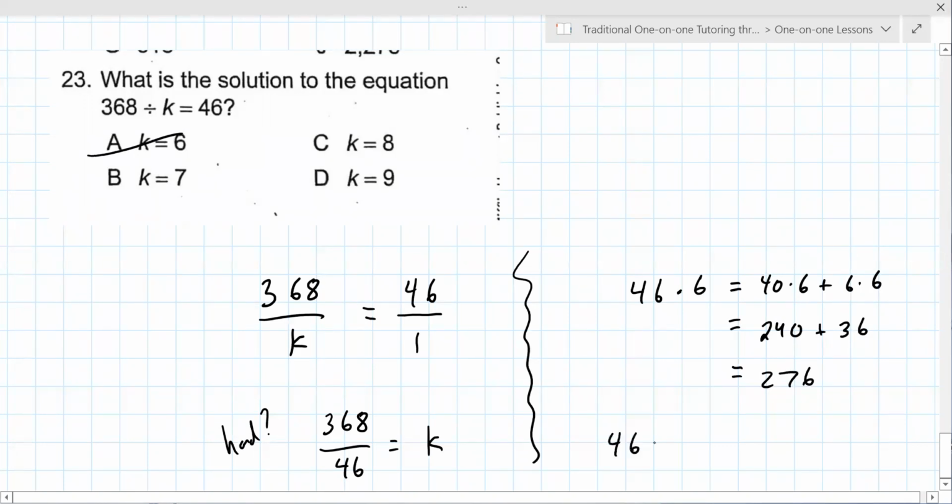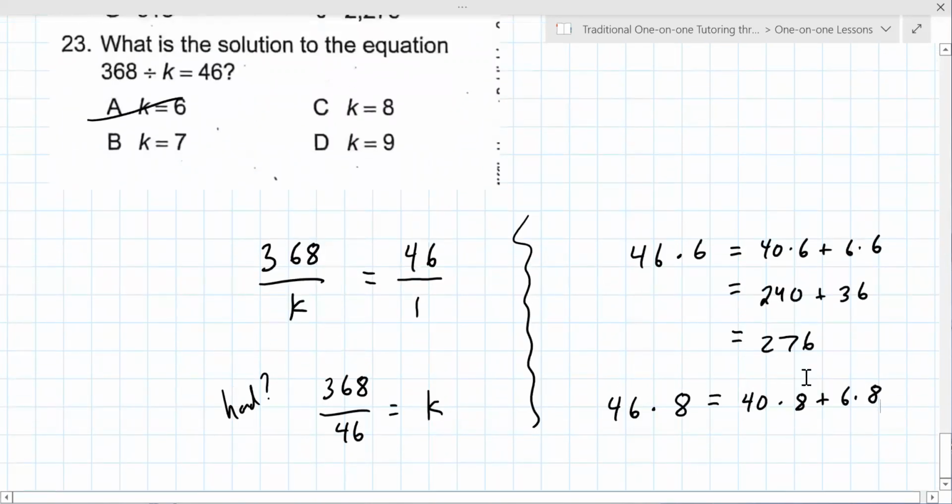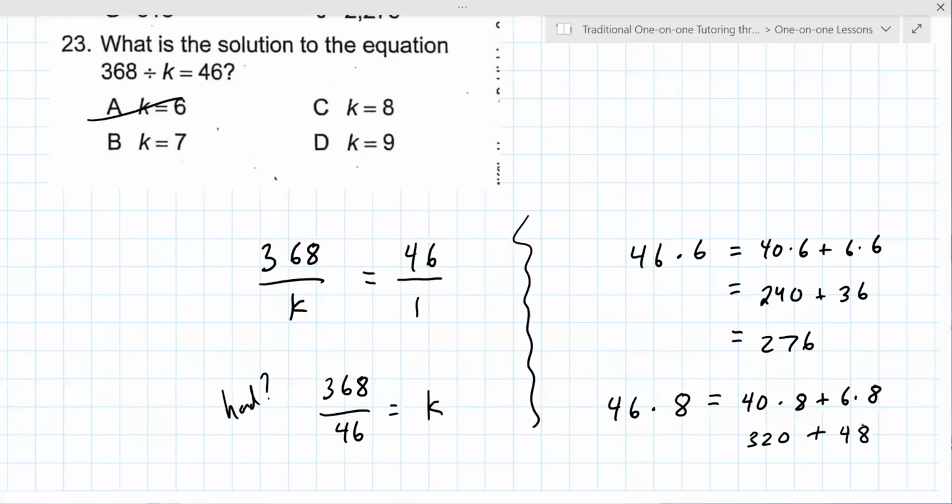So now what is 46 times 8? And there's a reason we skipped 7, which maybe we'll get to. So 40 times 8, what is 4 times 8? 4 times 8 is 32. Put a 0 at the end. 6 times 8 is 48. So then it would be 368. And so there's your correct answer.